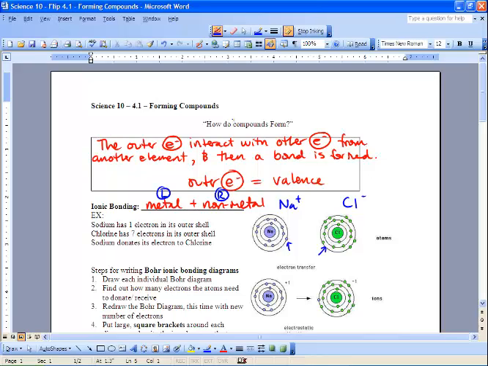So sodium has 1 electron in its outer shell, chlorine has 7 electrons in its outer shell, so sodium donates its electron to chlorine. Chlorine comes along and steals it, let's be honest here. So one gains electrons and the other loses.